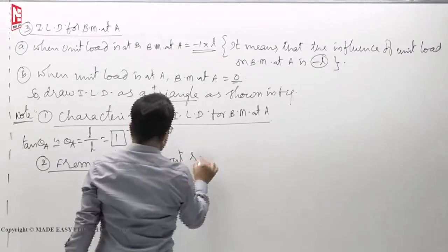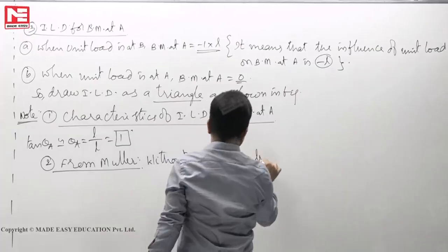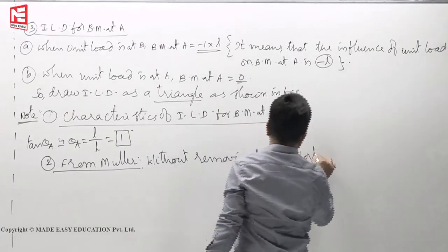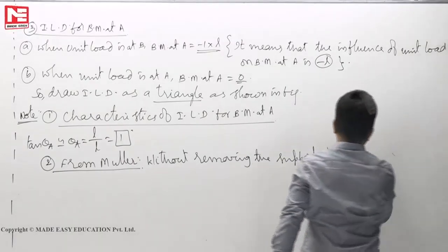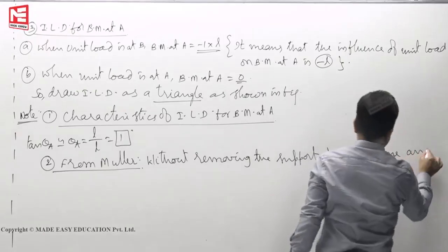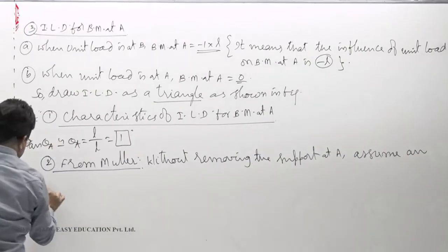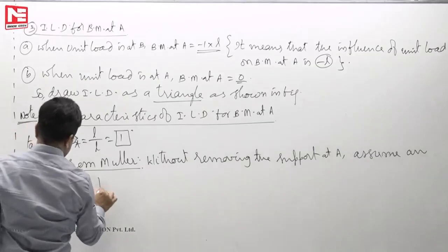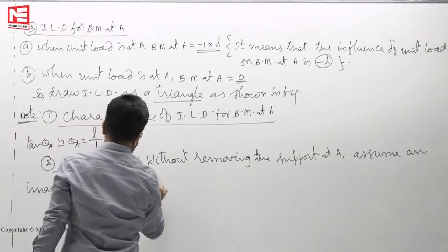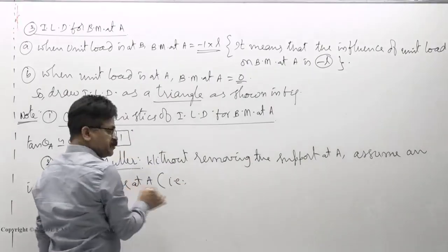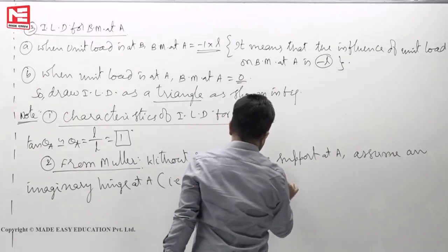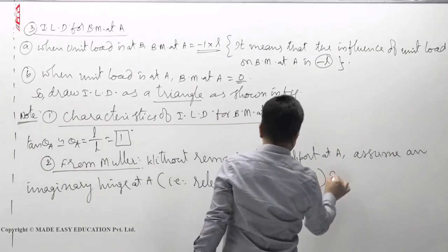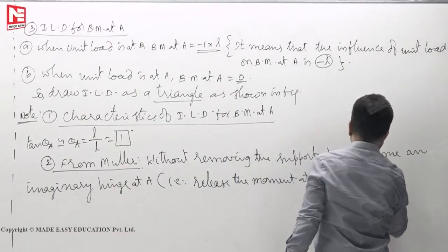So this is the process. Without removing the support at A, assume an imaginary hinge at A. Assuming an imaginary hinge means releasing the moment, that is, release the moment at A and apply unit rotation.